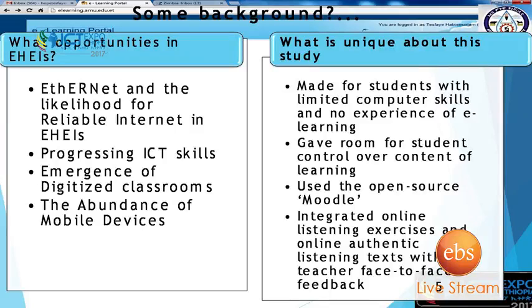But what is unique about the study I did is made for students with limited e-skills. They were not proficient in computing skills, as I observed them, and as I did the questionnaire, they were not that. And knowing that, predicting that, it was produced considering their skill. And gave room for student control over content of learning, which I will talk about later, and used all the open source Moodle and integrated online learning with teachers' face-to-face feedback.